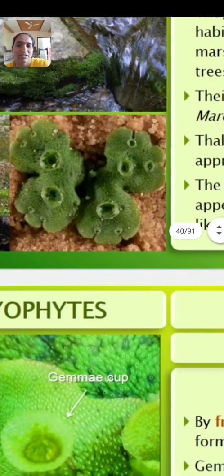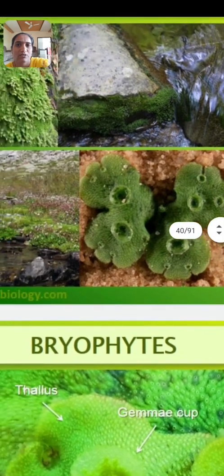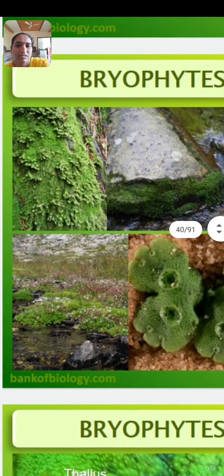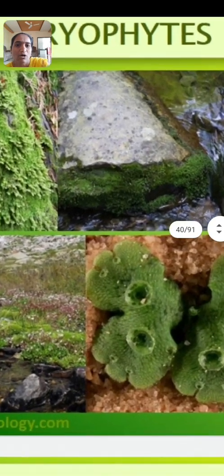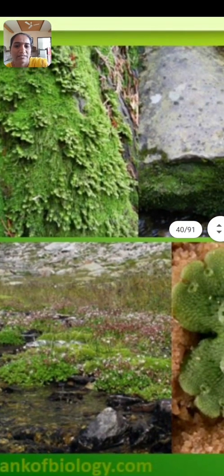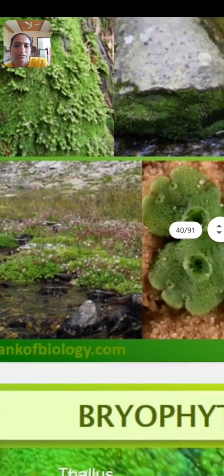Here look at this one, it is Marchantia thallus. It is thalloid. It is not differentiated into root, stem and leaves. Here look at this. It is present on rock, and this one it is present on woody plant. This last one, it is present on the rock.